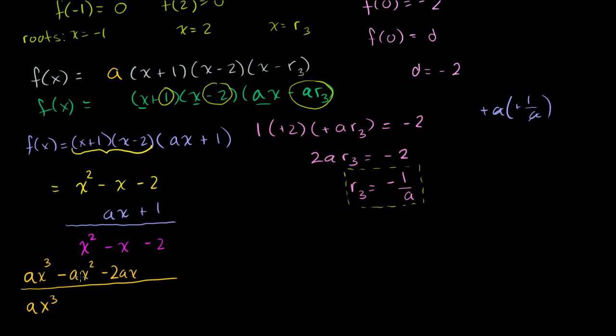X squared minus ax squared. So that's plus 1 minus a, 1 minus a, x squared. And then we have these two added together. So this is minus 1 minus 2a, or we could say minus 1 plus 2a x. And then we have our minus 2, which makes sense because that is our d. So this is really the solution. This is the form that our equation is going to take.